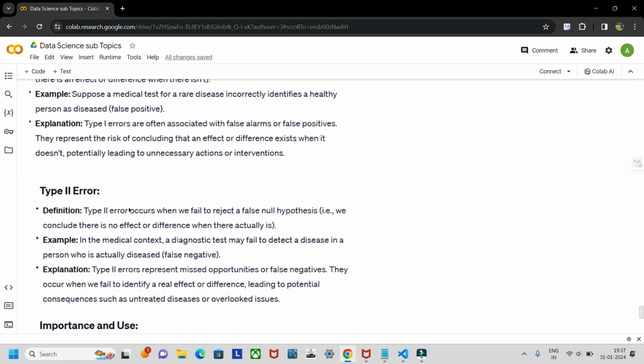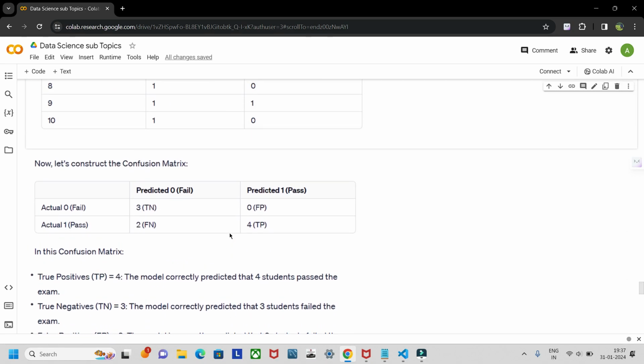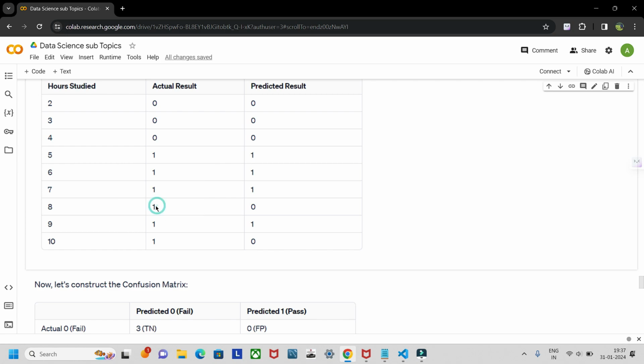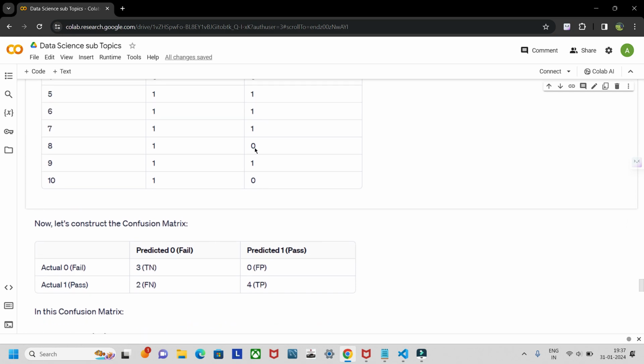Coming to type 2 error. A type 2 error occurs when we fail to reject a false null hypothesis. Let's understand with this example. In a medical context, a diagnostic test may fail to detect a disease in a person who is actually diseased. Basically, a person who is actually diseased, we are identifying as not diseased. That is a false negative. In our example, if the person passed but we say they failed, this is a false negative. This has a lot of risk.